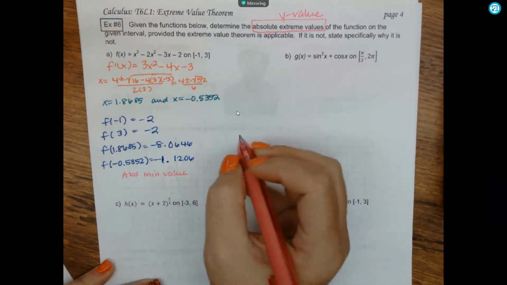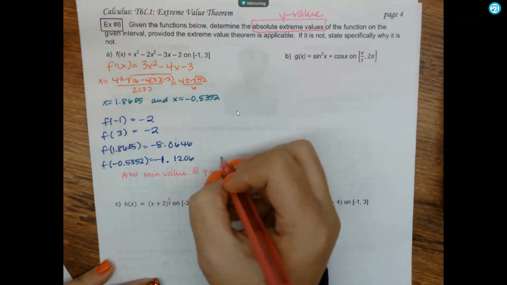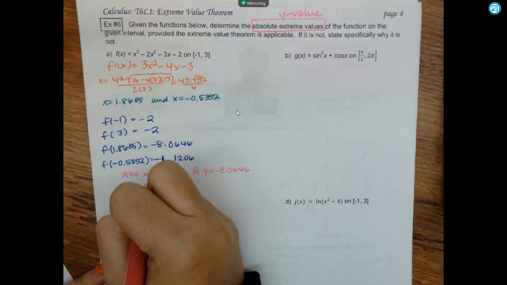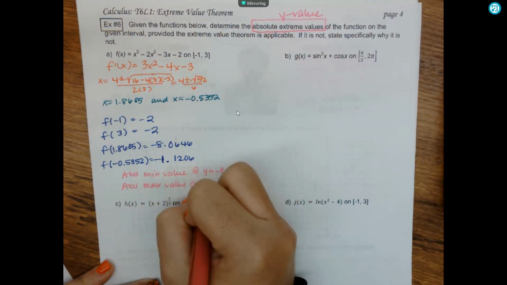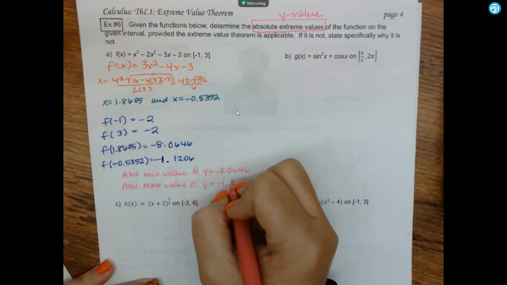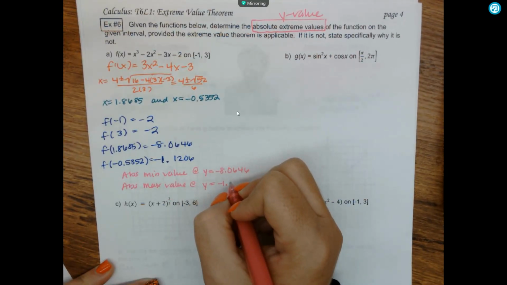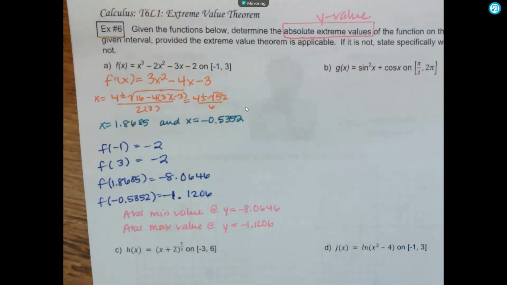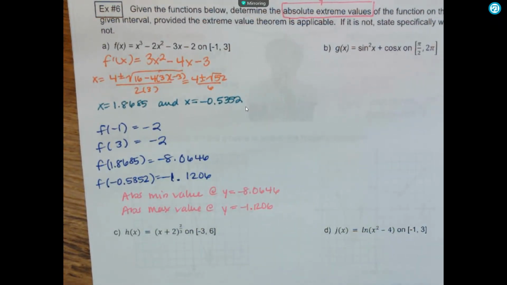Okay, and I will put min value at y equals -8.0646. And then we've got an absolute max value at y equals -1.1206. No, okay, because it asks for the extreme values, the absolute extreme values. So your extreme values are going to be, when you talk about min or max, it's your height. So what makes it a max or a min? And that's the y value. Okay?